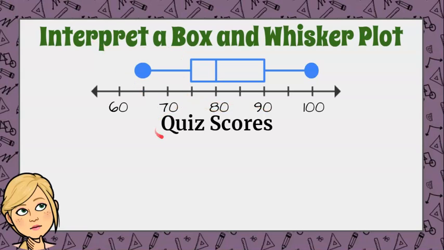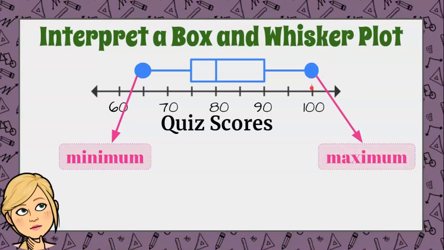So we see that the title of our graph is quiz scores. We have 2 dots that represent the minimum value in our set of data. So we can see that this is 65, so halfway between 60 and 70. So our minimum quiz score, or our lowest quiz score, was 65. Then we have our maximum. So some student scored 100.